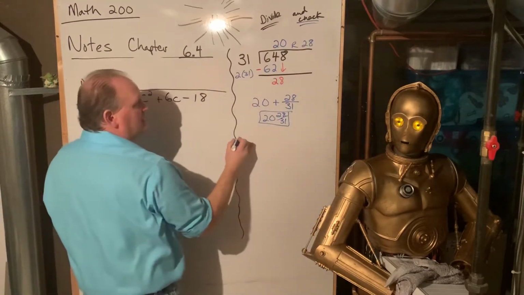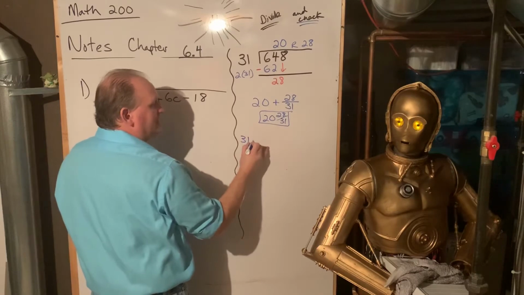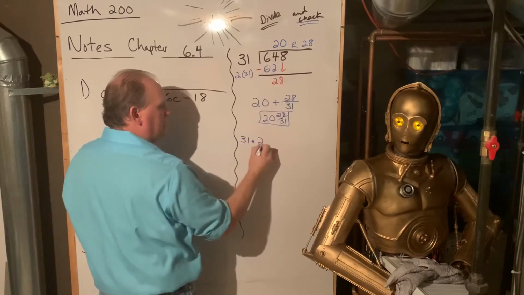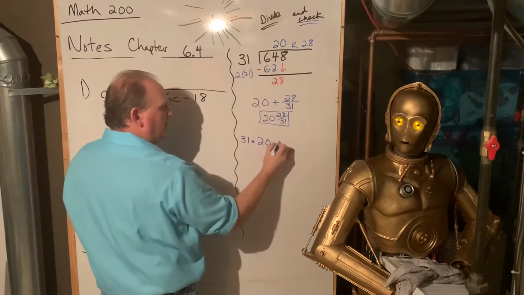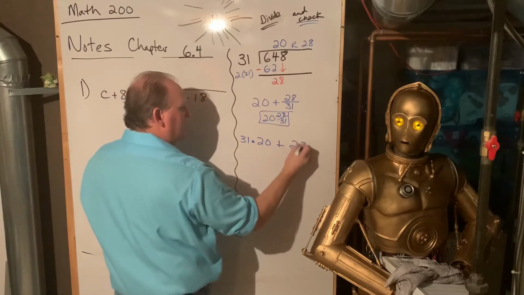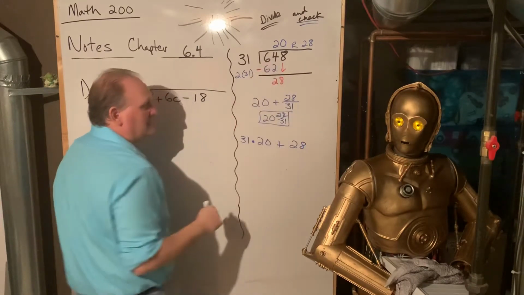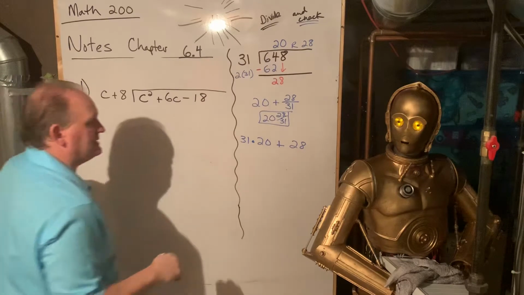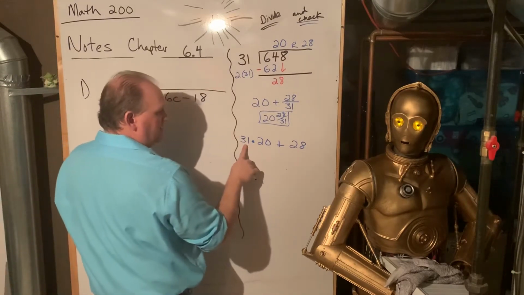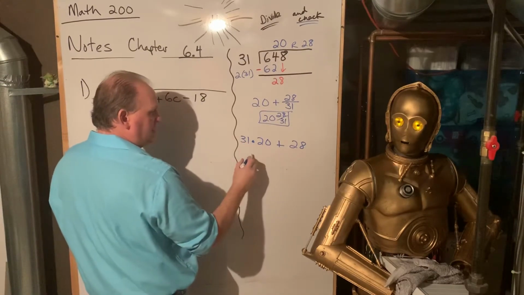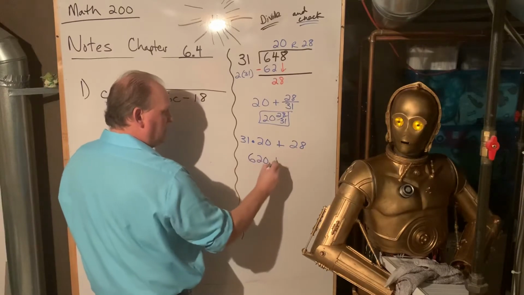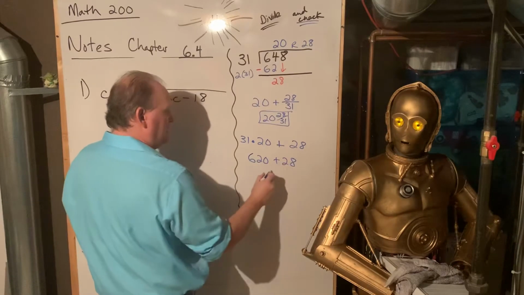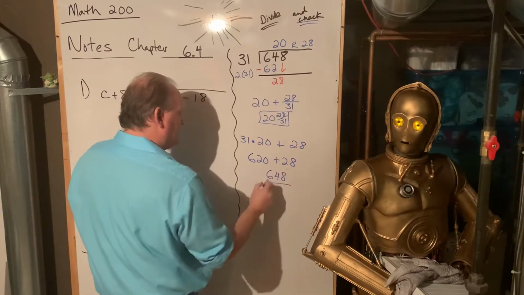If we wanted to check this, we would take 31 times 20, and then whatever we got there, we would add 28, and that should work out to be 648. So let's see, 310 and then doubled is 620 plus 28 is in fact 648, so it does work out.